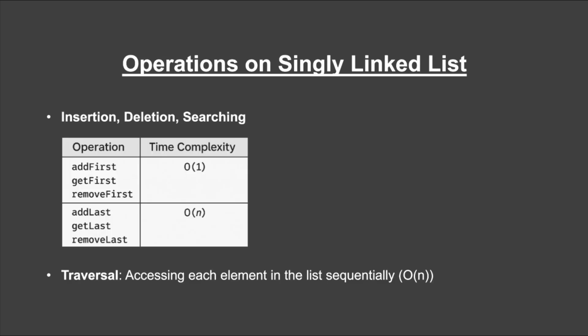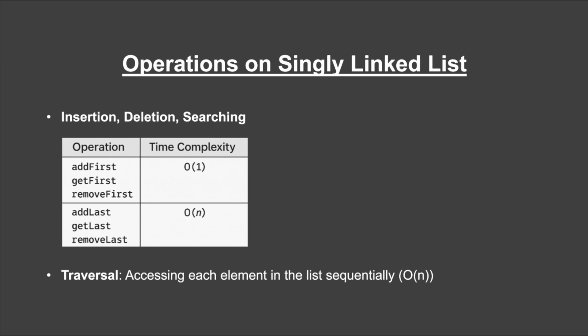But all operations at the end of the list have a time complexity of big O of n, because we have to iterate over all items in our list to get to the end, and then we can execute the operation we want. And for example, if we want to insert an element in the middle of the list, we also have a time complexity of big O of n, because we have a running time of n divided by 2 to get to the middle of the list, but we do not consider constants in the big O notation, which leads to a time complexity of big O of n.